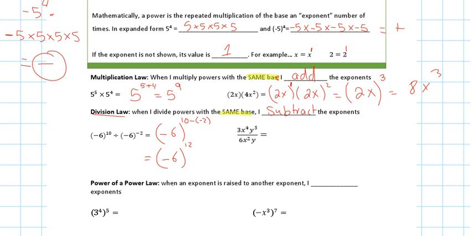Okay? Common mistake is students forget that when they're subtracting and there is a negative, minus and minus makes positive. Okay?